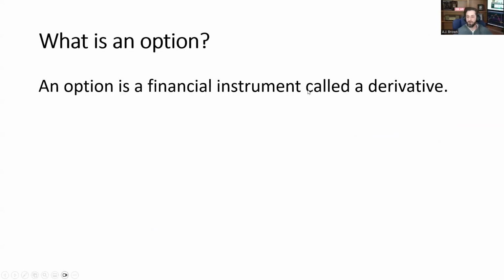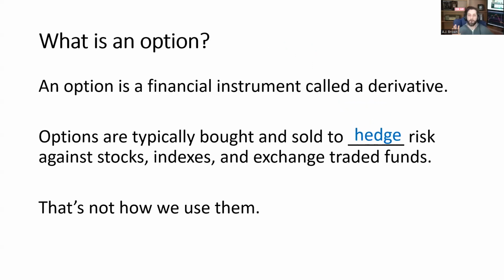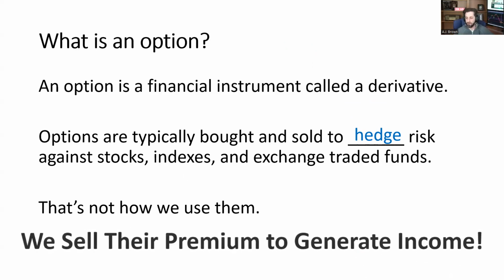All right. So some people are still saying, "Okay, I get it. Options." In fact, options, by the way, are used by big money investors to hedge against risk, versus something that is risky. So it's how you use them, right? An option, by the way, is a financial instrument that's called a derivative. Lots of word salad. They're typically bought and sold to hedge risk against stocks, indexes, ETFs. But what we do is actually use them by selling their premium in order to generate an ongoing income. So I like to do monthly options. Some of my program participants like to sell weekly options.